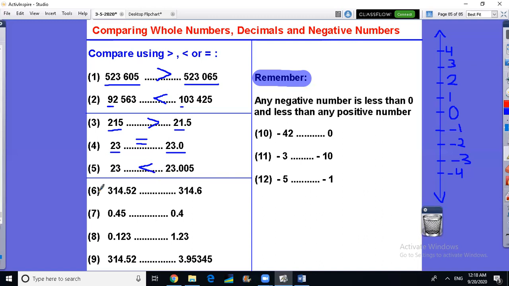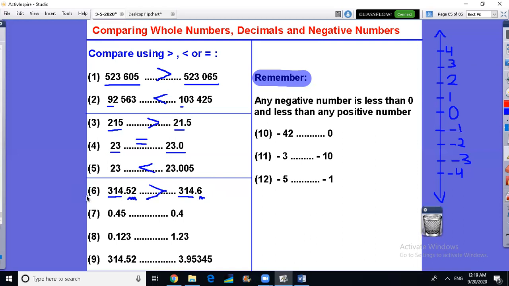All right, here, question number 6. Now we're comparing a decimal with another decimal. To compare a decimal with another decimal, as we agreed before, you must first compare the whole number. 314, 314. Both of them are the same, mister. Now you compare after the decimal point, digit by digit. Someone might say, mister, after the decimal point, 52, after the decimal point, only 6. This is greater. No, sorry, this is wrong.